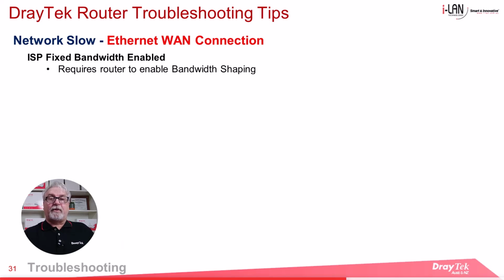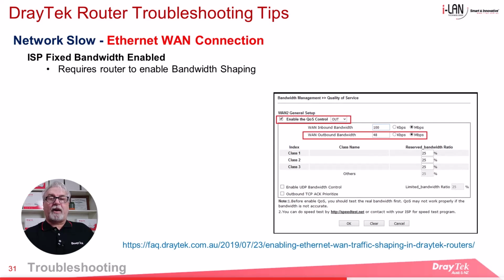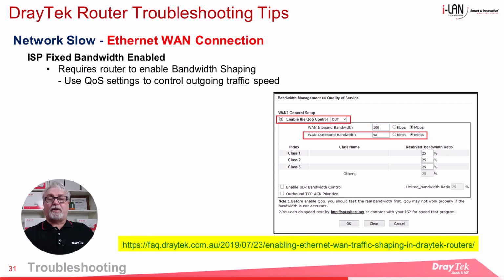To fix this, you'll need to enable Ethernet WAN traffic shaping in the router by using the quality of service settings. More details are in the application notes shown down the bottom there.